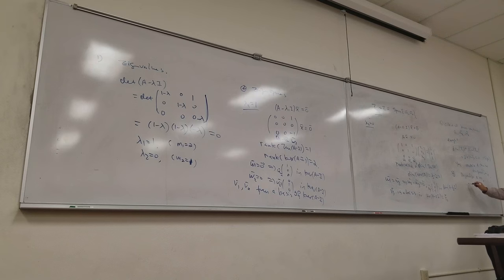Diagonalize matrix A as inverse of S times A times S equals B. So what is S here? What's the invertible matrix S here? The eigenvectors. The eigenbasis. So just V1, V2, V3.